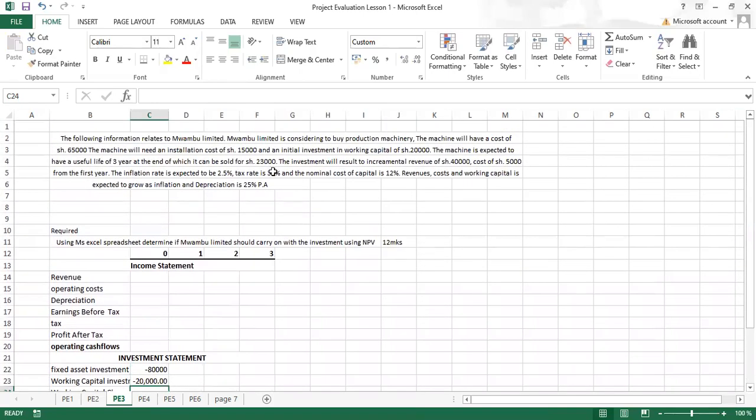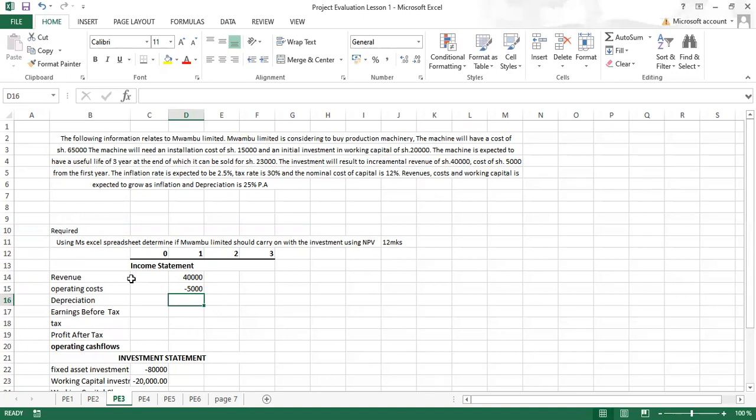We come see the investment will result in incremental revenue of 40. So the revenue starts in year 1, it doesn't come from year 0, 40. The operating cost is 5,000. Depreciation, we've been told is 25. Let it wait first. And tax, profit after tax.